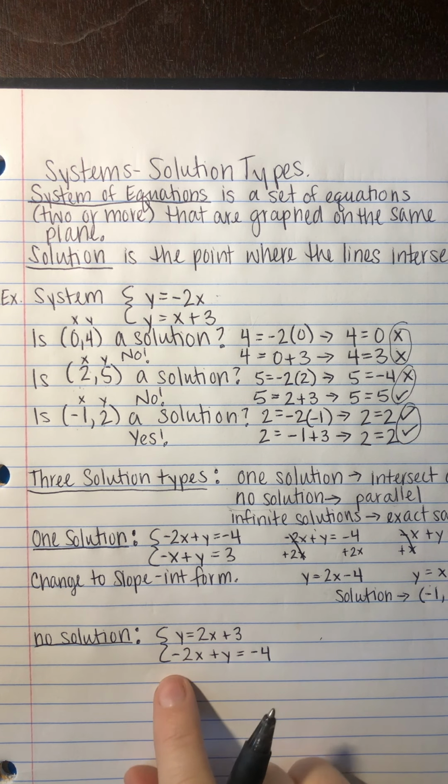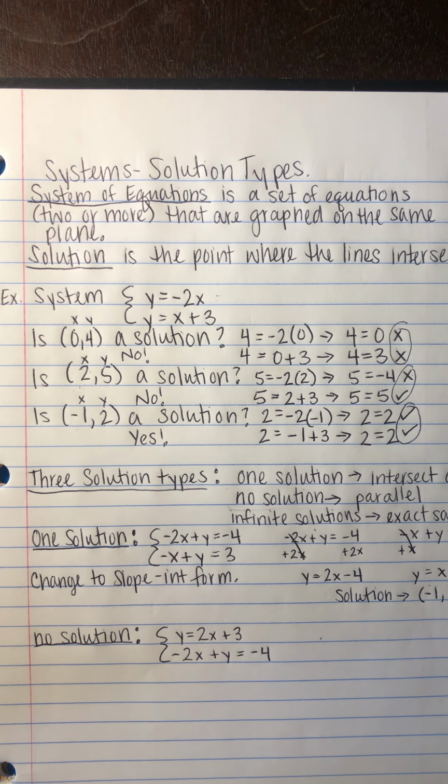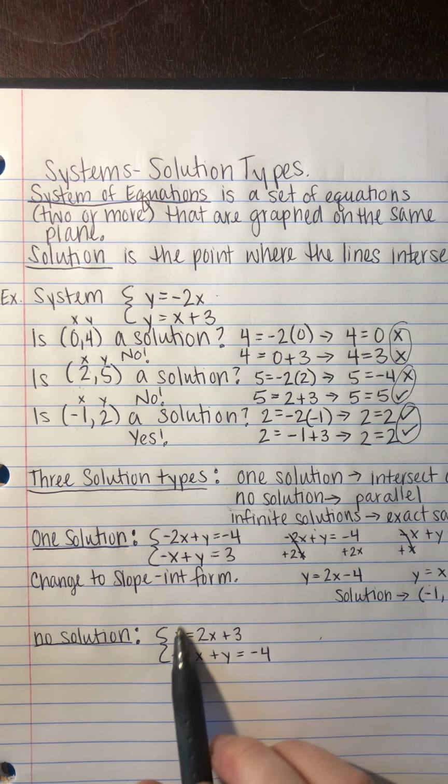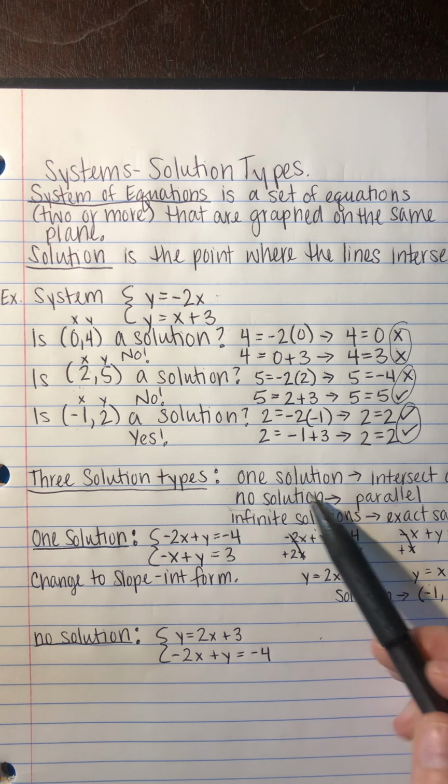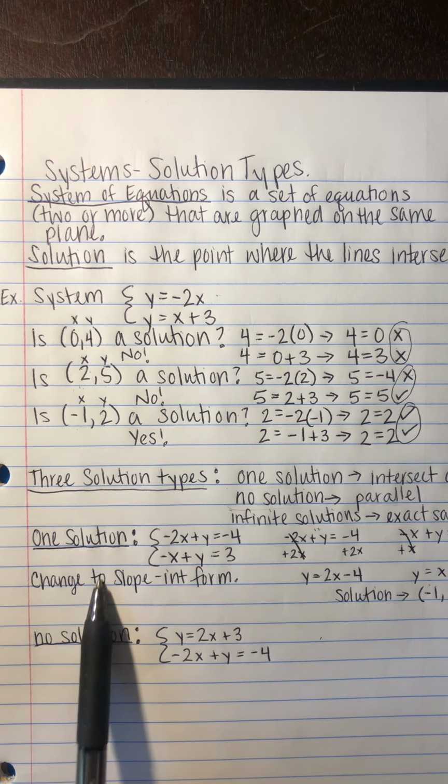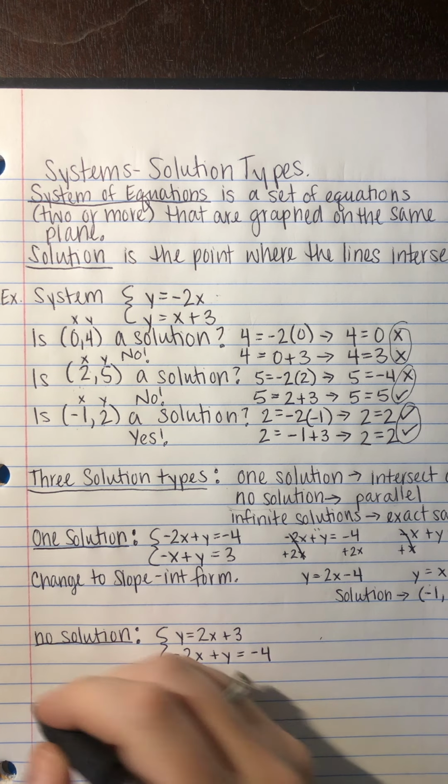Okay, so right now if we were to look at just the coefficient of x, we would say that these do not have the same slope. But that's something we don't want to do yet because we don't have them in the same format. So in order to really choose between one solution, no solution, and infinite solutions, we still have to change them to slope-intercept form.